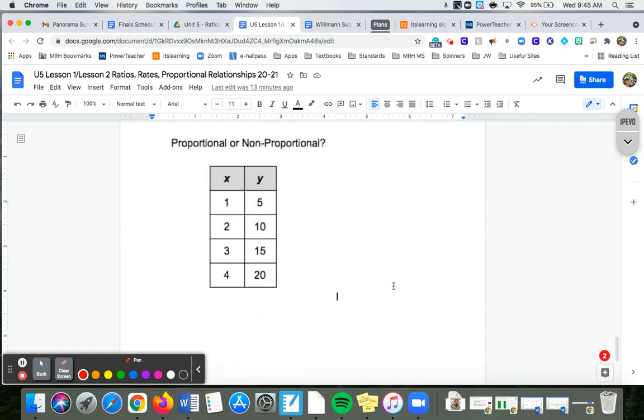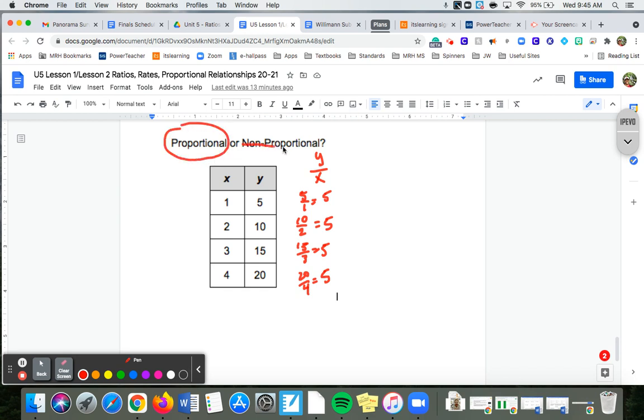So if we look at this, trying to determine if something is proportional or not proportional on a table, I'm looking at what I can do to x to get to y every single time, or you're thinking y divided by x every single time, and what do I get? It's the same thought process. 5 divided by 1 is 5. 10 divided by 2, I get 5. 15 divided by 3, I get 5. 20 divided by 4, I get 5. Notice I get the same number every single time. That means this is a proportional relationship.